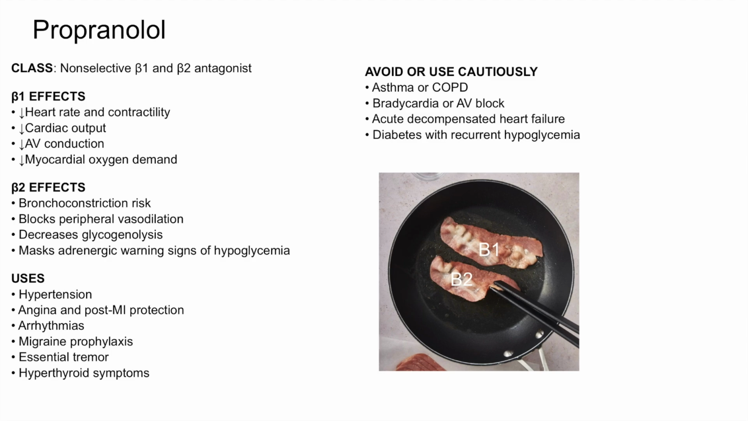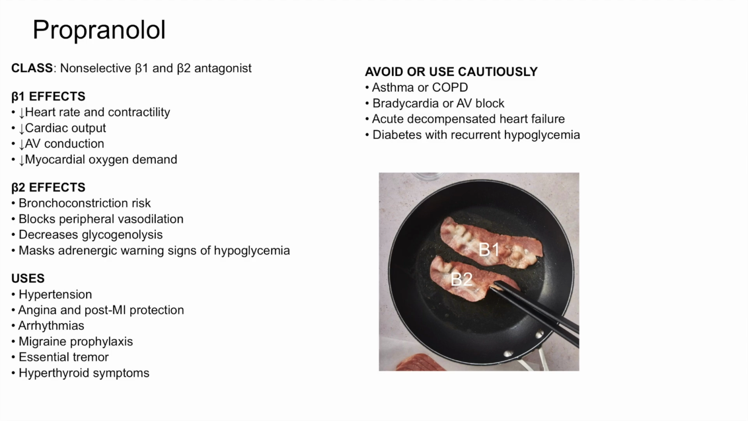In patients with diabetes, it can inhibit glycogenolysis and mask warning signs of hypoglycemia, particularly tachycardia and tremor. Excessive beta-1 blockade can worsen bradycardia, AV block, or acutely decompensated heart failure. And then the exam level distinction is that propranolol's non-selective action provides broader therapeutic effects, but it also creates more pulmonary and metabolic risk than a beta-1 selective antagonist.